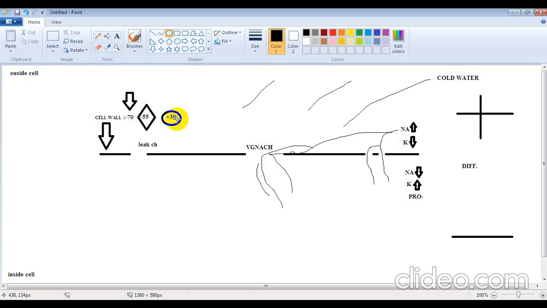Now, after this, is the cycle end? Yes, it's end. But does the process end? No, of course not. The cells now want to return to the normal resting state. I mean, the cell wants to return to -70. What is the first thing that occurs?